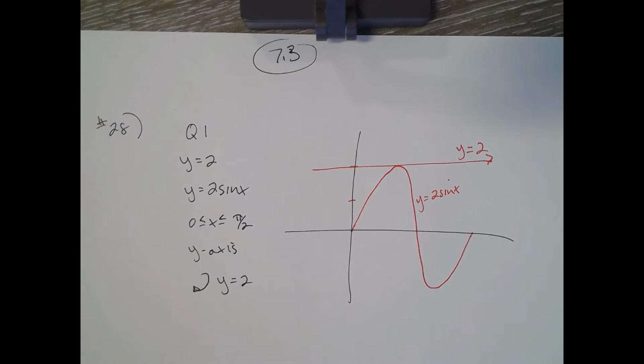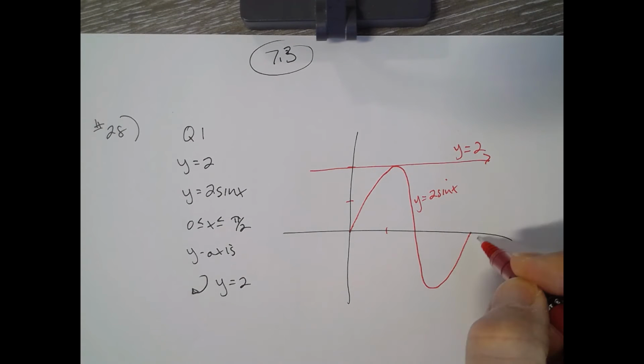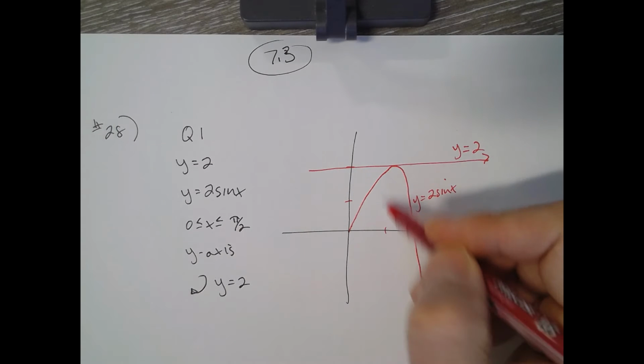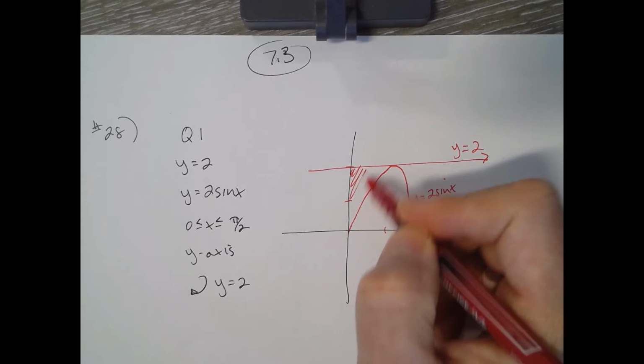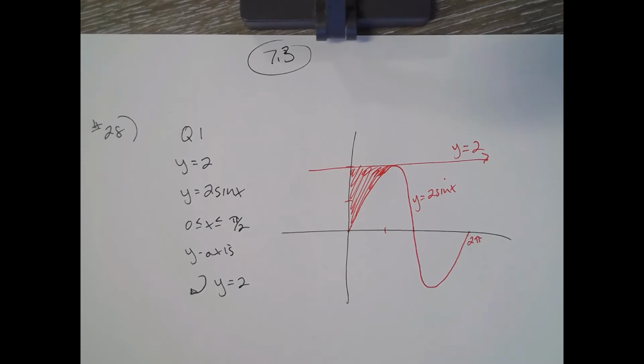From 0 to pi over 2, well, we know that the period of 2 sine x is 2 pi, so that's pi, and that's pi over 2, so that's the first quadrant. On the left side by the y-axis, so we can see that we are dealing with this area, and we're going around y equals 2.